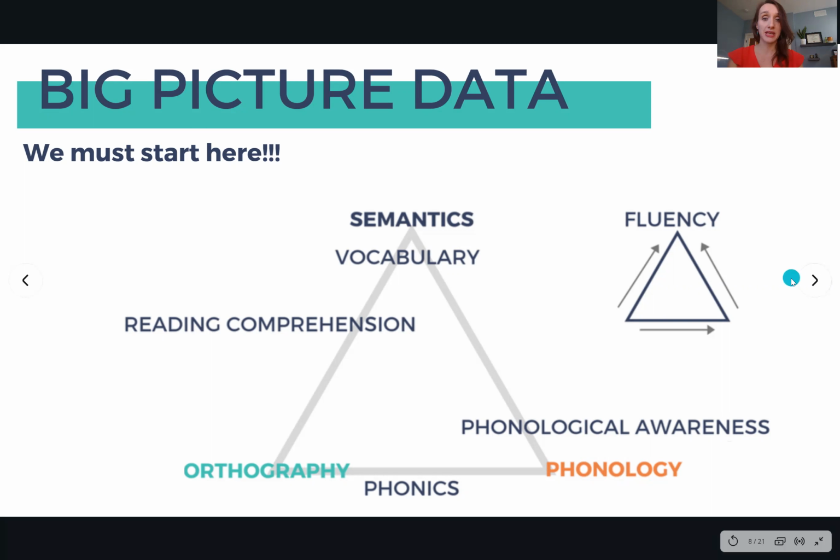We also need to be careful, because when we're looking at a big picture reading composite score, or a big picture writing composite score, we need to understand the breakdown. And the breakdown is still considered big picture data. This is not necessarily that granular data yet. This is still big picture data. So if you do not have knowledge or scores in each of these 5 core components, we must start there.